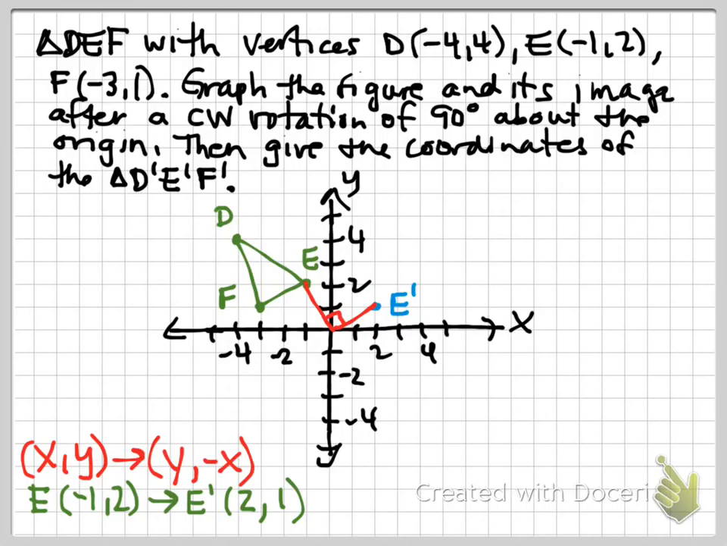So I'm going to use my rule to help me with this. F was at -3, 1. So F prime is going to be at, switch the order, change the sign on the x. So F prime is going to be at 1, 3. And remember what we said is that the FE isn't going to be along the x-axis.